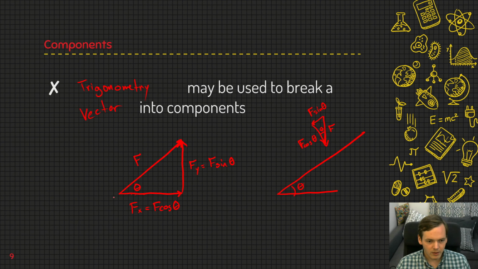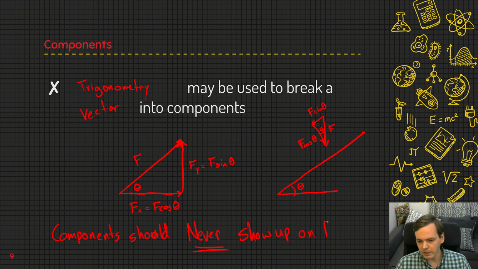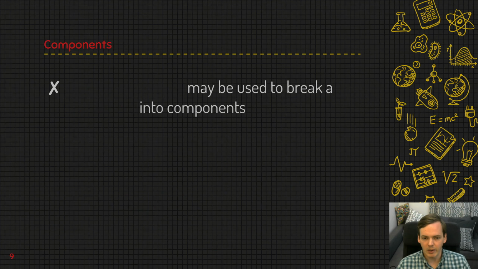Oh, and one thing that should be noted here, I forgot. Components should never show up on a free body diagram. We never put components on a free body diagram. We only put strict pure forces. So if you want to do component work, do that separate from your free body diagram.